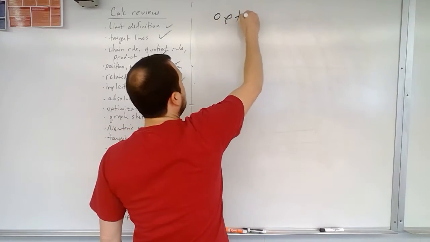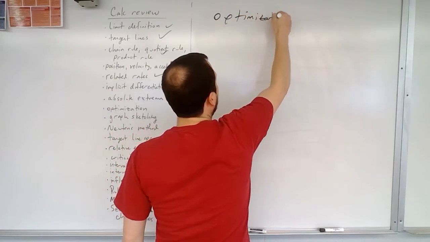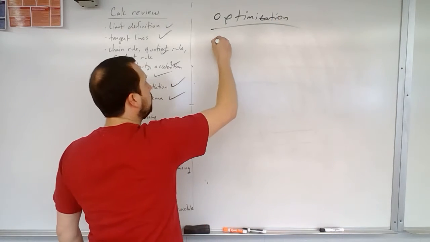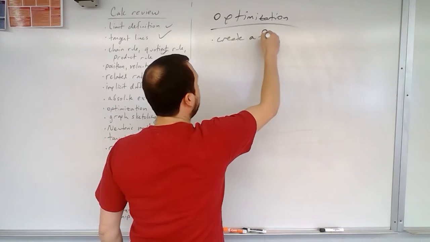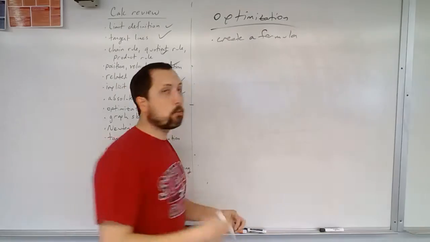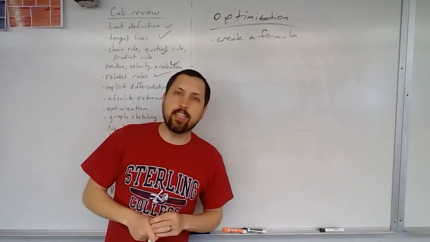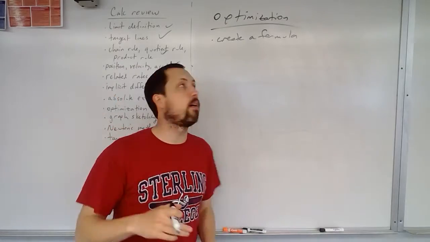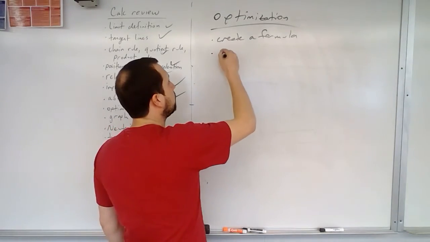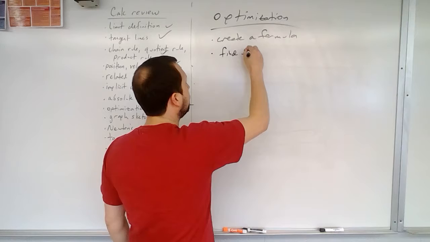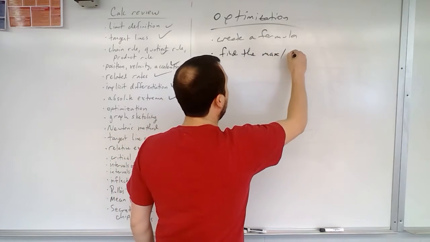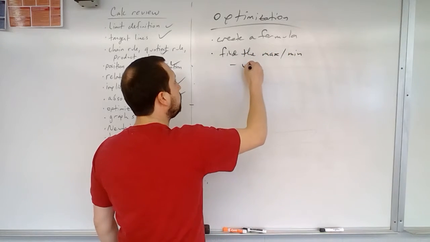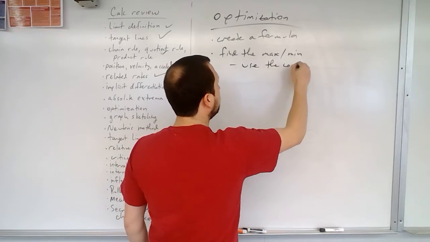So for your optimization, again, what you need to do is you need to create a formula. So some formula that relates the situation that you're looking in, be it areas, volumes, could be looking at profits, whatever, then you're going to find the max/min, and often you have to use the constraint.